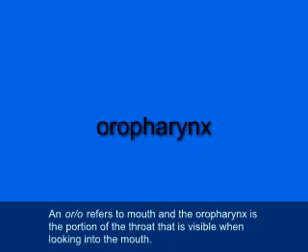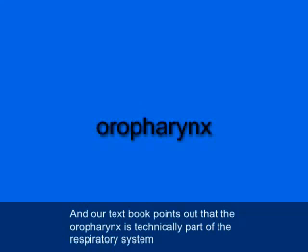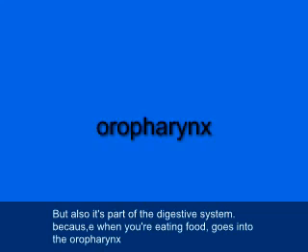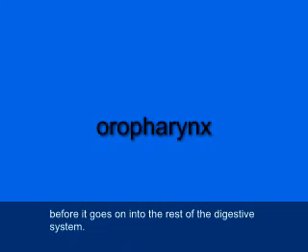The second part is the oropharynx, O-R-O-P-H-A-R-Y-N-X. And or/o refers to mouth, and the oropharynx is the portion of the throat that is visible when looking into the mouth. And our textbook points out that the oropharynx is technically part of the respiratory system because air goes in and out of there, but also it's part of the digestive system because when you're eating, food goes into the oropharynx before it goes on into the rest of the digestive system.